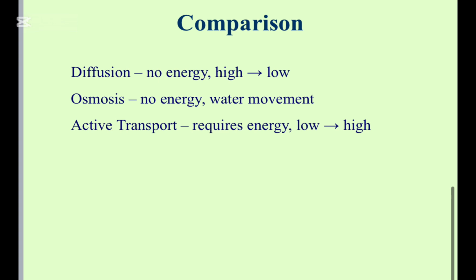Comparison. Let's compare active transport to osmosis and diffusion. Now you can see diffusion has no energy, from higher concentration towards lower concentration. Osmosis has no energy and majorly involves the movement of water molecules. You can see osmosis and diffusion require no energy, because diffusion deals with substances from higher to lower concentration. Note that osmosis also deals with movement from higher to lower concentration, while active transport requires energy and substances move from lower to higher concentration.